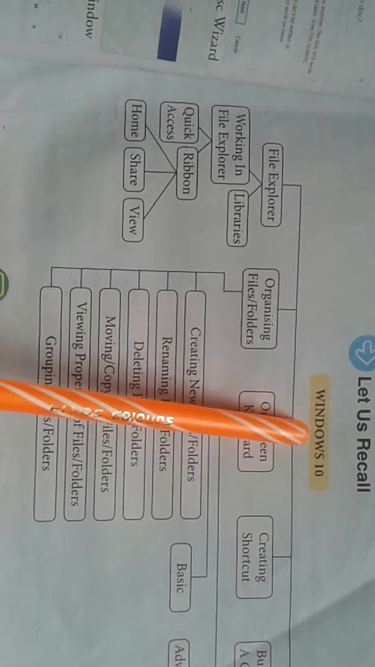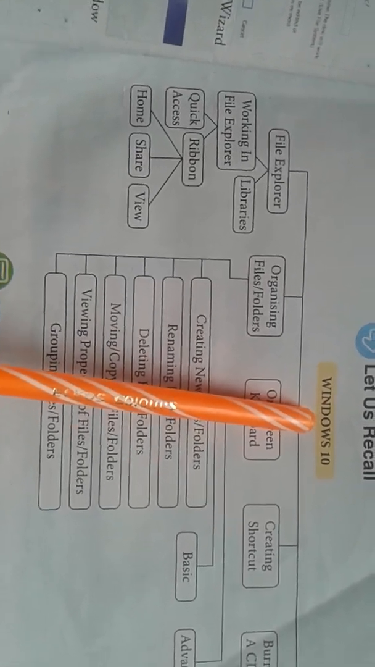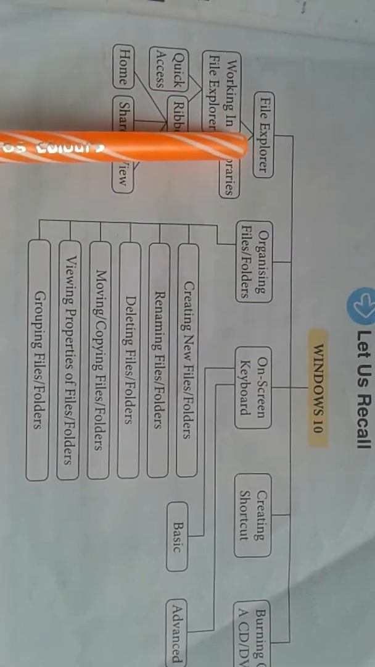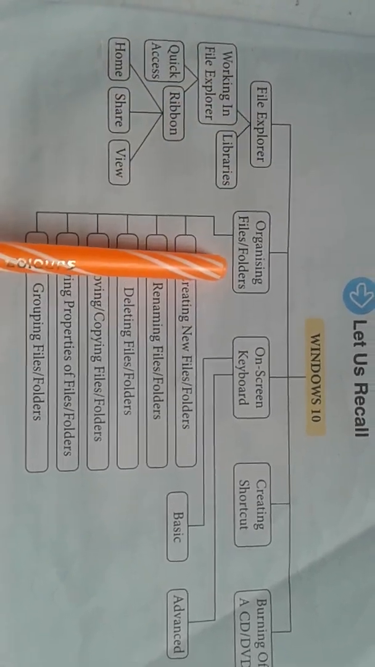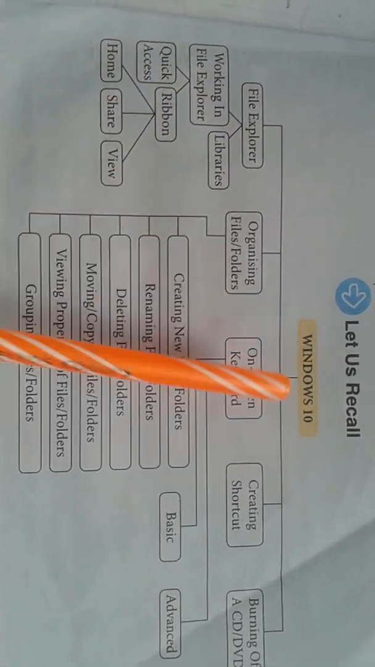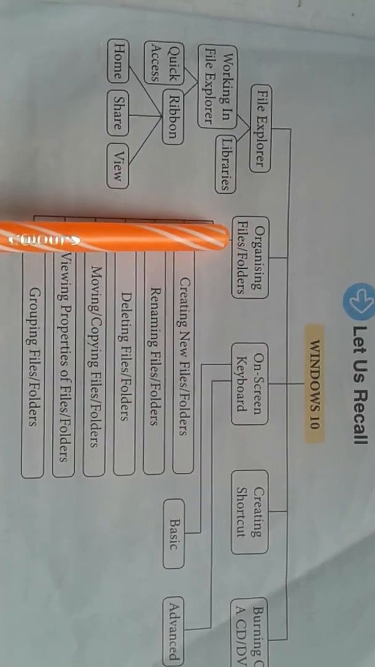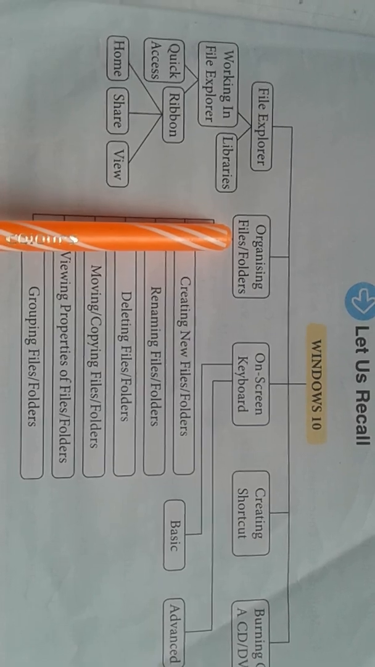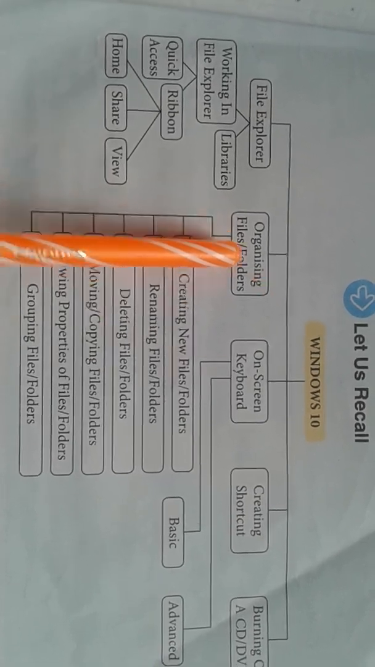Windows 10. We divided Windows 10, which is a type of software, into 5 parts. File Explorer, organizing files and folders, because in Windows 10 we are organizing files and folders also. We have that type of facility in Windows 10 to organize files and folders.